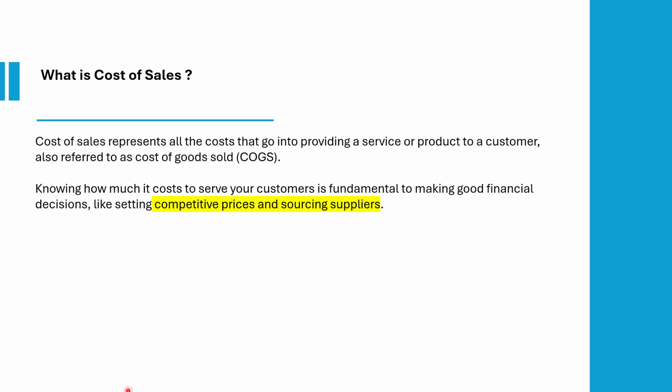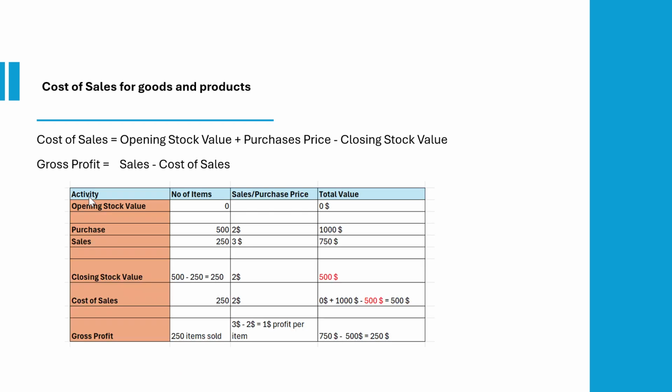So let's check some examples. Let's say this is goods and products, some retailer example. There is some retail business. We just purchase the goods and then sell them. Let's say there is no warehouse cost and nothing like that in between, no delivery cost. Someone comes and picks from the store. Let's keep it simple. In that case, cost of sales is, if there was some opening stock, plus how much you purchase, minus closing stock value.